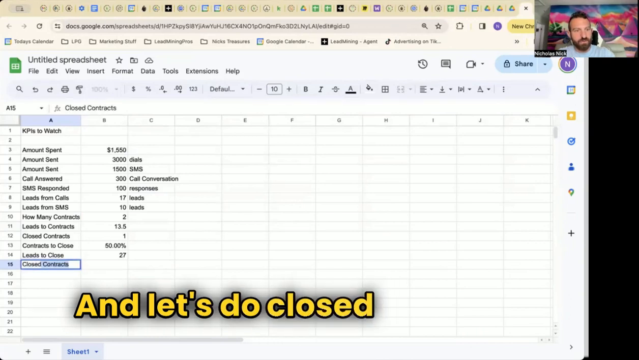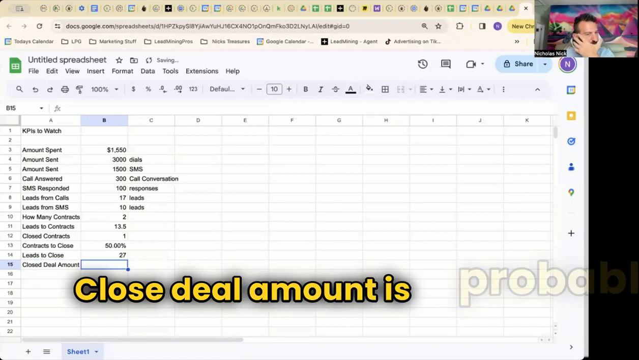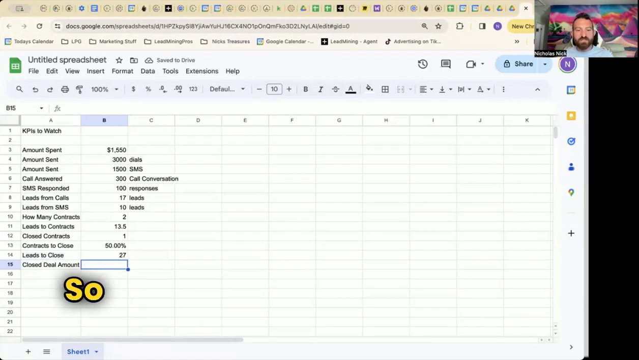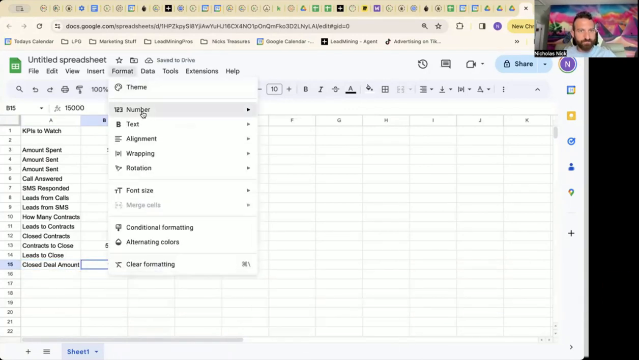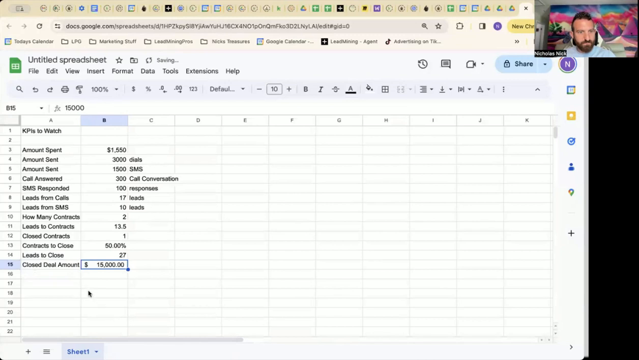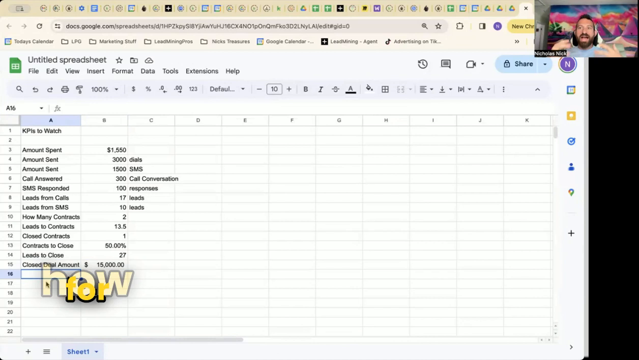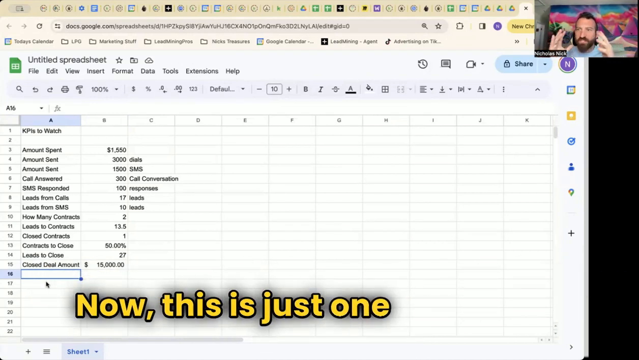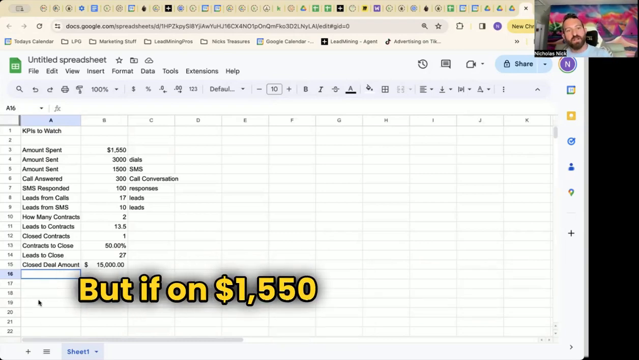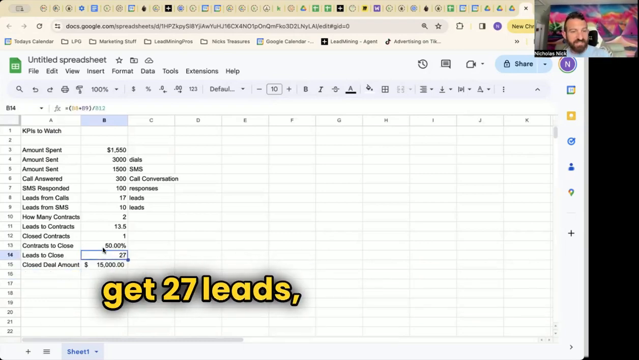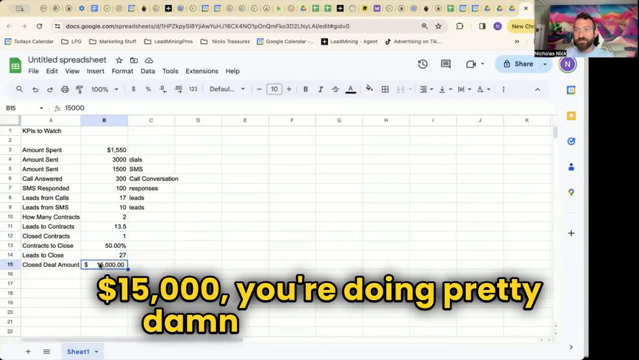Okay, and let's do closed deal profit. Closed deal amount is probably a better word because profit comes later. So let's say we made $15,000 on that deal. Now we could really get a feel for how much money we should be making. This is just one campaign we're tracking here, but if on $1,550 you can get 27 leads, only close one deal and make $15,000, you're doing pretty damn good.